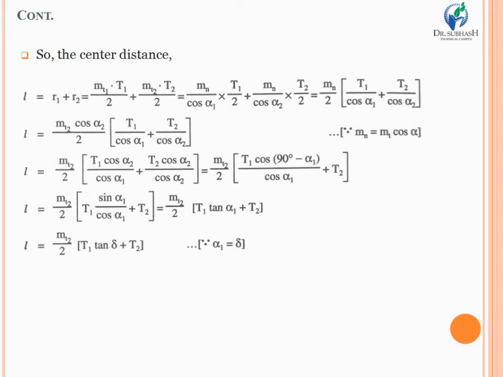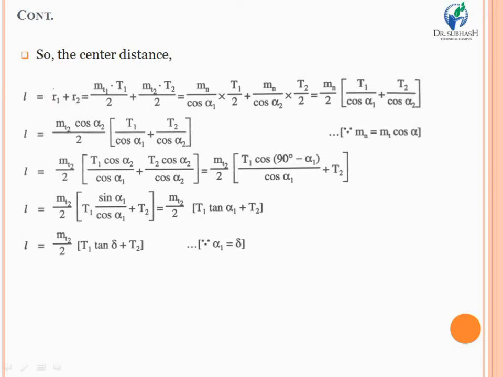Now after the derivation of the velocity relation, it's time to discuss the center distance, which has to be kept in mind while you design the worm and worm wheel assembly. The center distance basically becomes the summation of the radii of both the worm as well as the worm wheel. So R1 plus R2, its summation, will give us the center distance, that is small r. Now you just have to put in the values of R1 and R2.